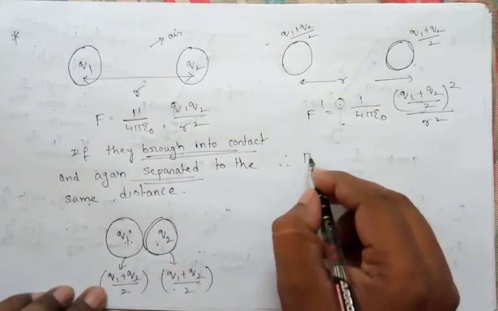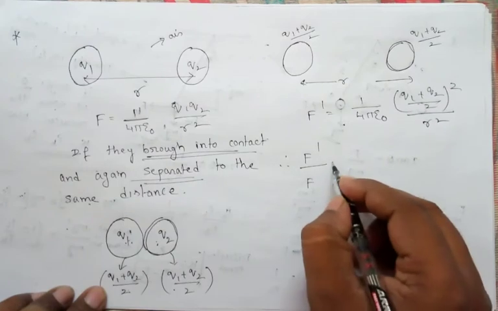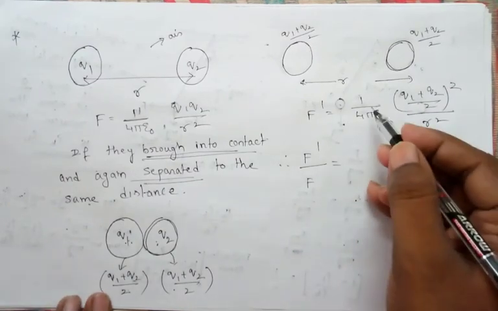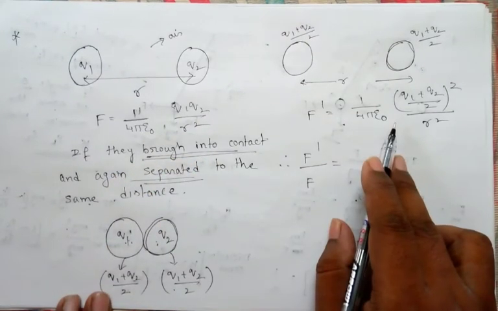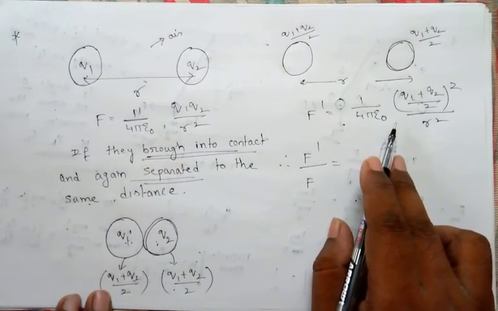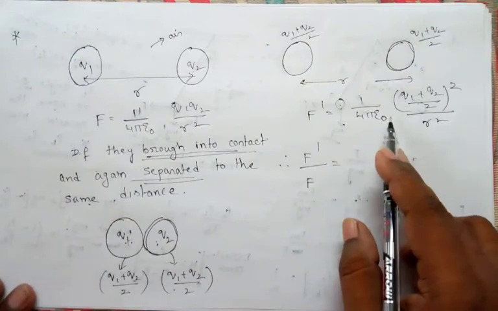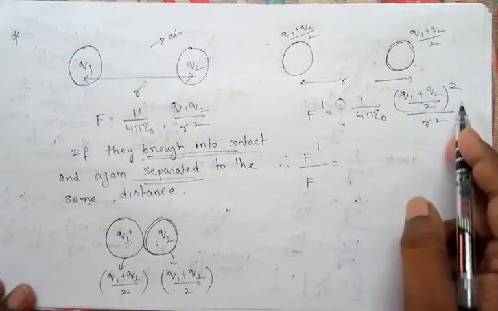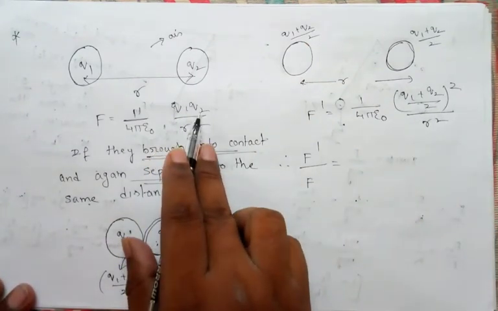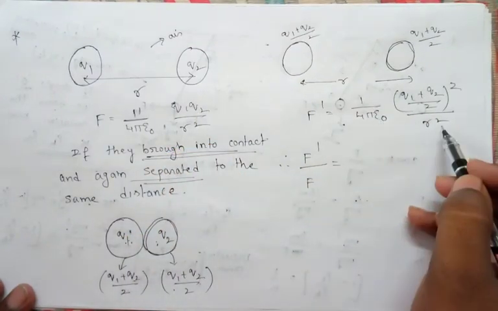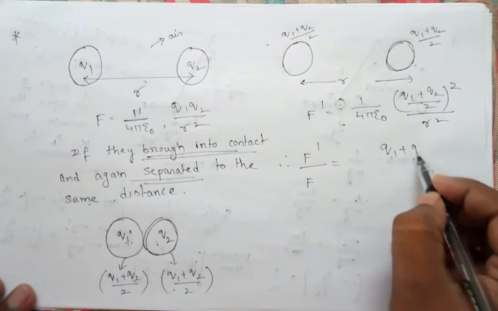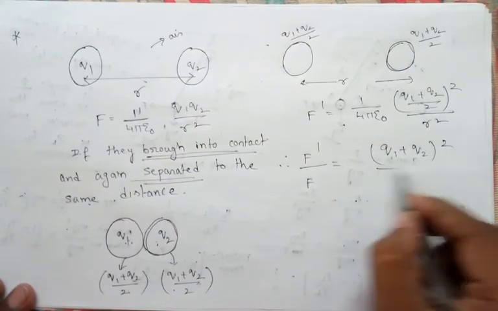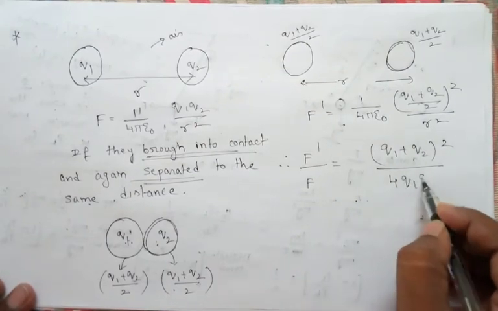Therefore, the ratio of the forces F dash by F, this is the F and this is the F dash, we have the result that F dash by F is (Q1 plus Q2 by 2) whole square, divided by Q1 Q2. Then 1 by 4 pi epsilon naught r square will be cancelled in both cases. So you can write (Q1 plus Q2) whole square by 4 Q1 Q2.